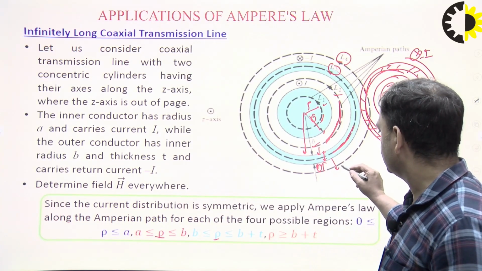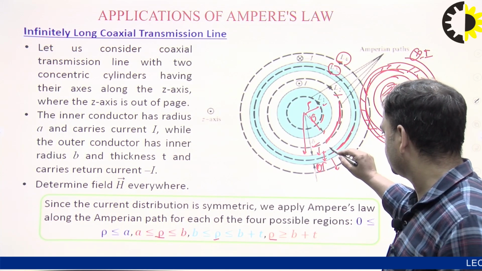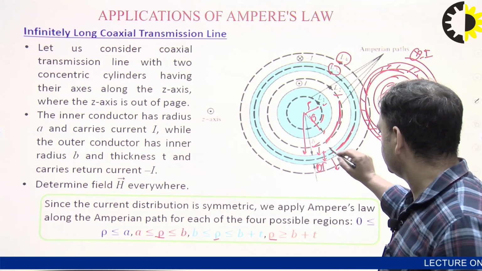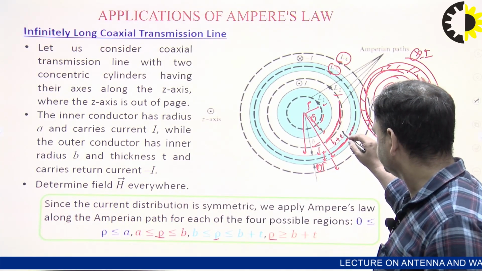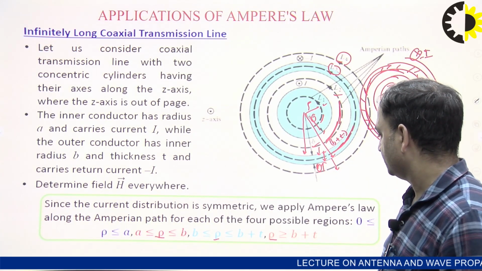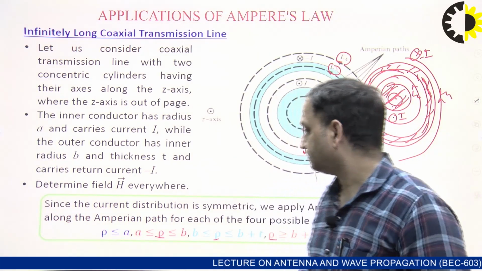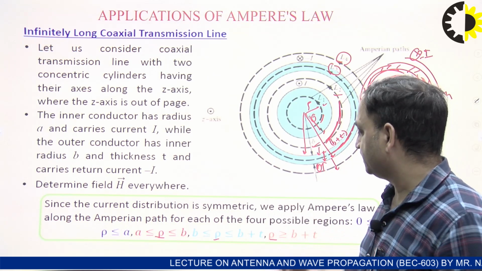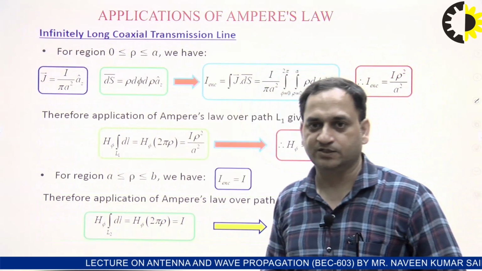Last one is rho greater than B plus T. This is B up to here and this one is T. So the total length from here to here will be B plus T. So this region will be rho greater than B plus T. In this way, we will take the regions for finding the value of H by using Ampere's circuital law.